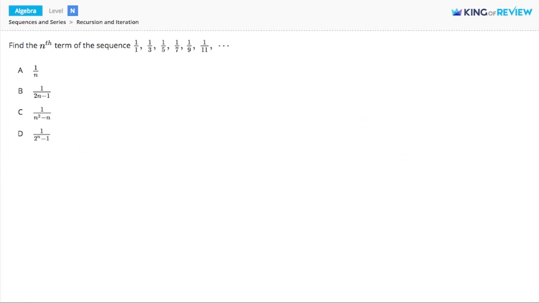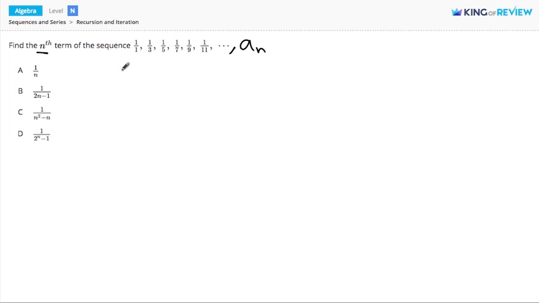Here we need to find an expression for the nth term of this sequence: 1 over 1, 1 over 3, 1 over 5, 1 over 7, etc., all the way up to an. Now let's see what we notice about this sequence. All of the terms have a fraction with a 1 in the numerator. So let's just look at the denominator. Let's focus on the denominator since those are the numbers that are changing.